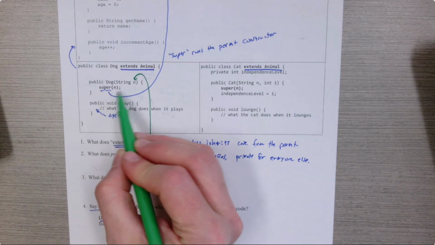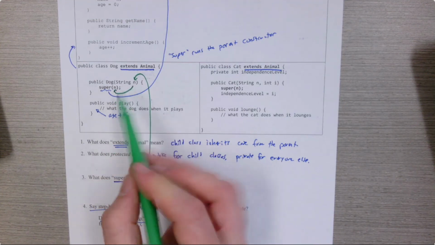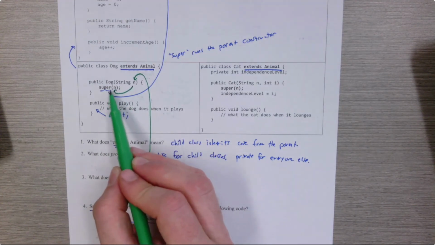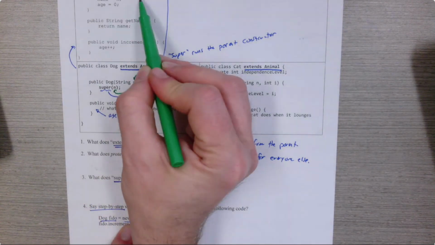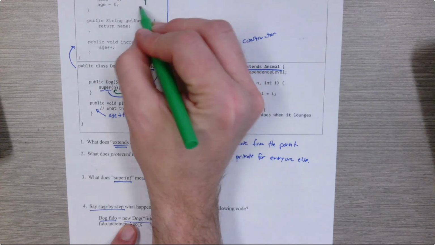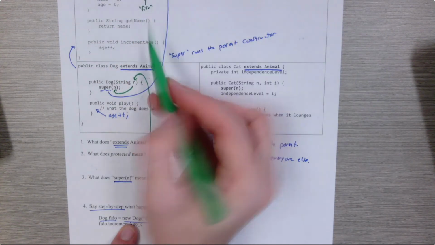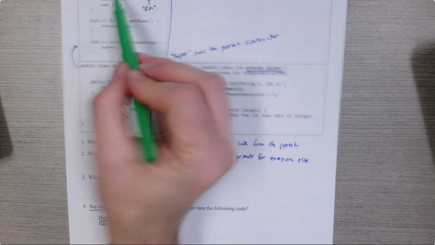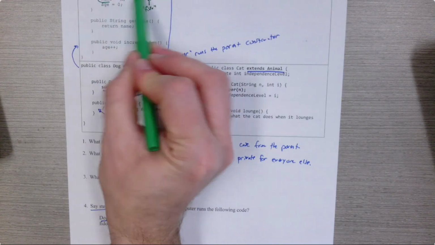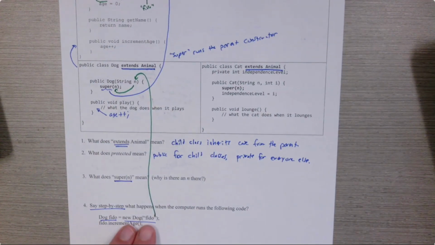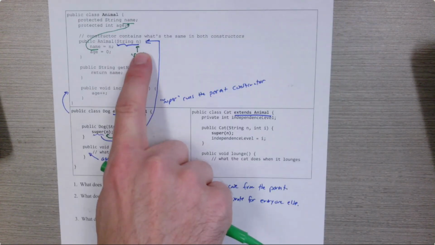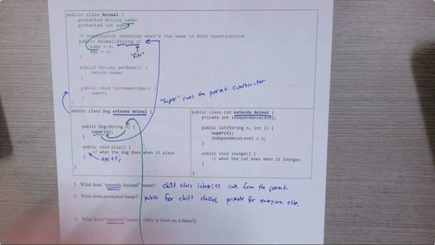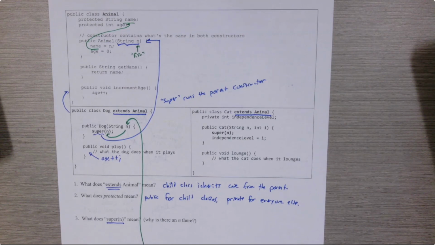Now I'm going to take that Fido, and it's the input to super. So I'm going to run the parent constructor with an input of Fido. And so that Fido gets assigned up here. So now this is Fido. And then n gets assigned to name, which is the actual attribute for name. So when I run the dog constructor, that input gets passed to the dog constructor, then it gets passed to the animal constructor, and then the animal constructor does the assignment. So it's like a two-step process.